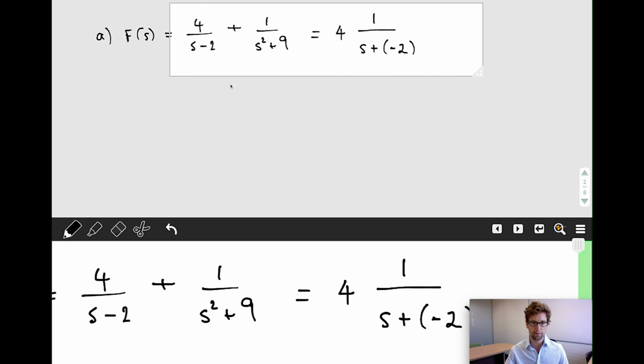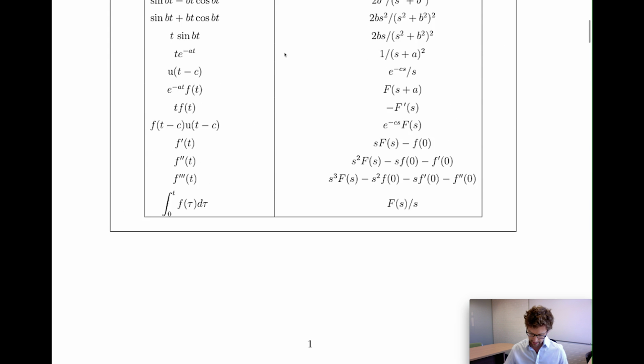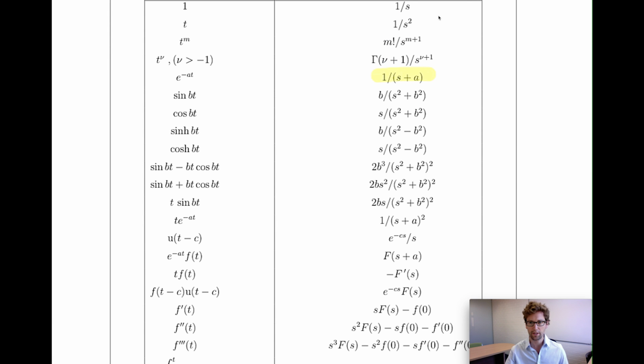Let's have a look at the second piece, 1 over s squared plus 9. Again, let's go back and take a look at our tables. So 1 over s squared plus 9 looks the most like this function right here. So we notice that that's of the form b over s squared plus b squared. We had 1 over s squared plus 9, so obviously b here is going to have to be 3. But I don't have a b on top, so what I'm going to have to do is multiply and divide by b.